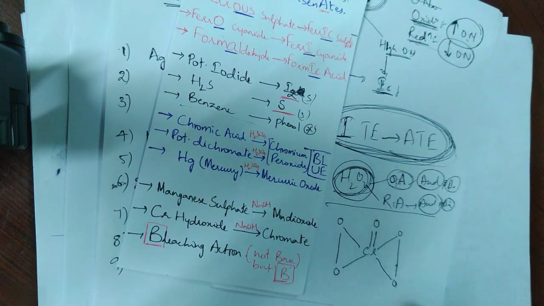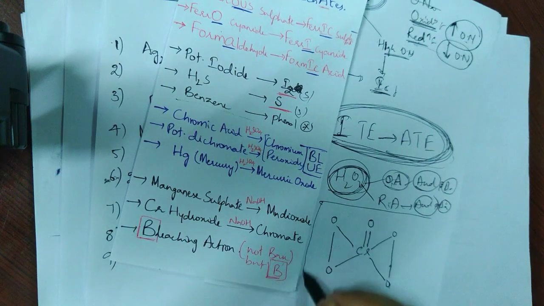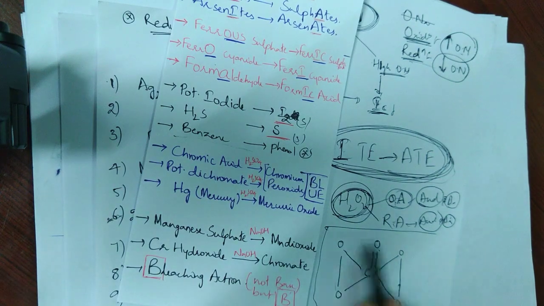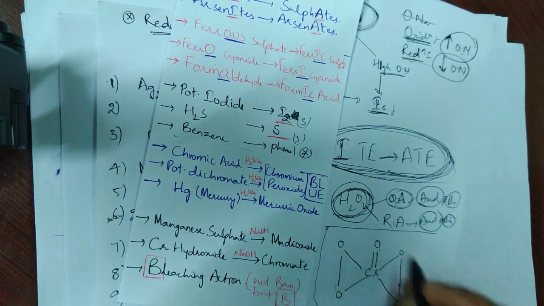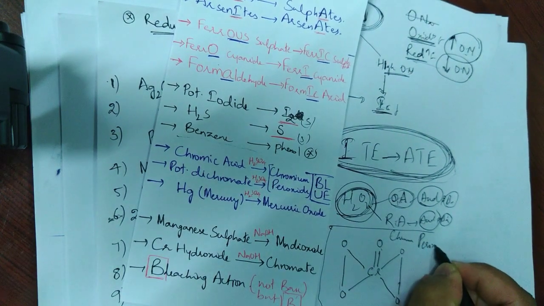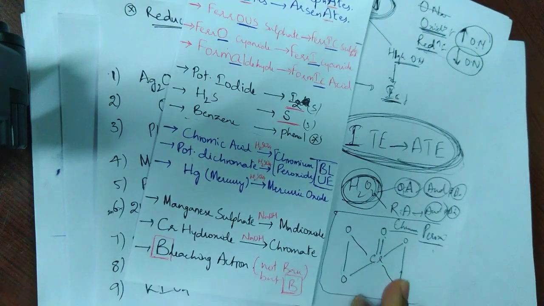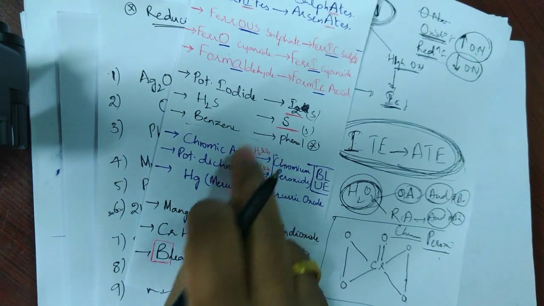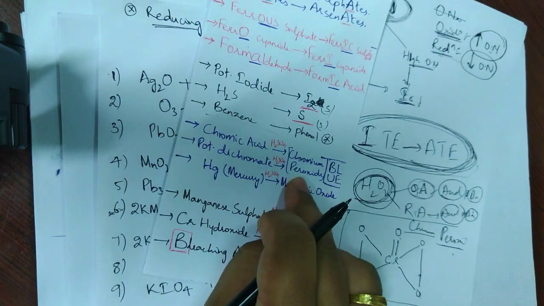Okay, so just like a butterfly, this is the butterfly structure, CrO5. What is the formula of chromium peroxide called? Chromium peroxide. So chromic acid or potassium dichromate in the acidic medium will form chromium peroxide.